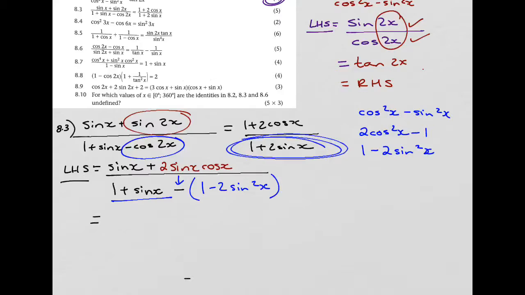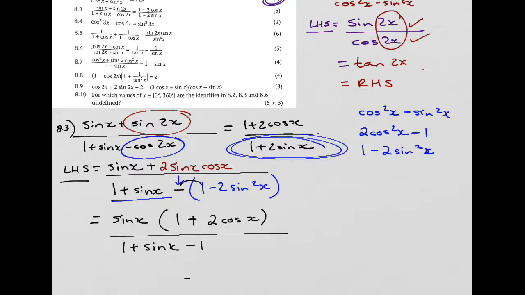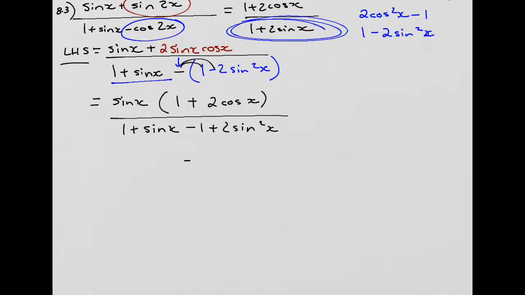So we're going to, at the top, see that we have a common sine x. So I'm going to have 1 plus 2 cos x. And that's already kind of looking like what I need at the top of the right-hand side. And then I've just got to do some distribution here. So I'm going to distribute the negative in. And then we're going to have to simplify.